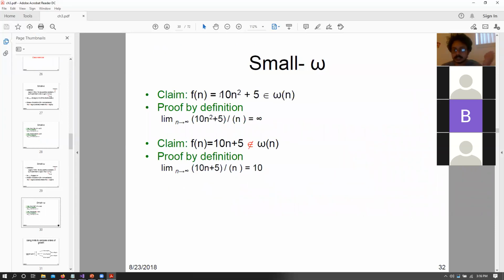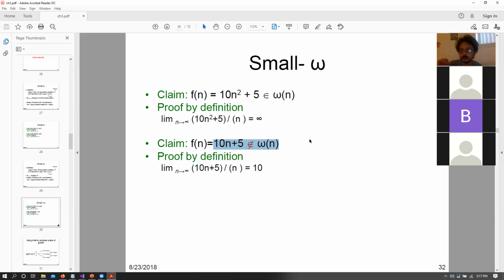So let's check this equation. 10n squared plus 5, we say little omega of n. If we perform the limit operation on this particular thing, divide both of them by n, we have 10n plus 5 divided by n. 5 divided by n tends to 0, but 10n tends to infinity. So we say that 10n squared plus 5 is little omega of n. But 10n plus 5 is not little omega of n because there is some constant that makes sure that n grows faster. So if I have a constant of 20, in that case, our function would grow faster than this particular function, 10n plus 5, right?